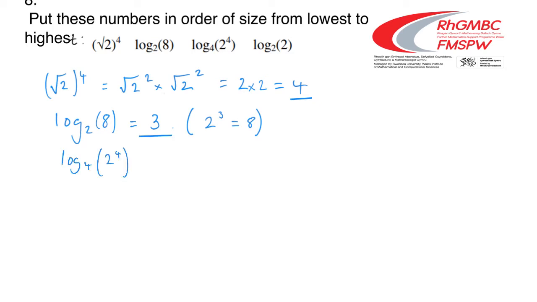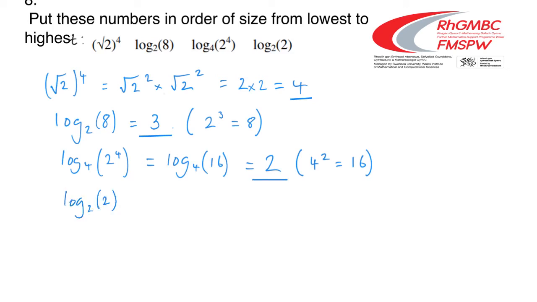Since 2 to the power 4 is 16, this third logarithm can be regarded as log base 4 of 16. And this in fact is 2. This is true since 4 to the power of 2 is equal to 16. And finally, in base 2, the logarithm of 2 is 1. This is since 2 to the power of 1 is equal to 2. And now sorting these into ascending order of size, we have the following.